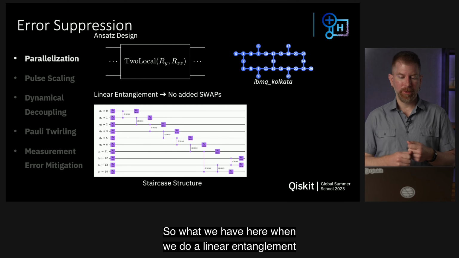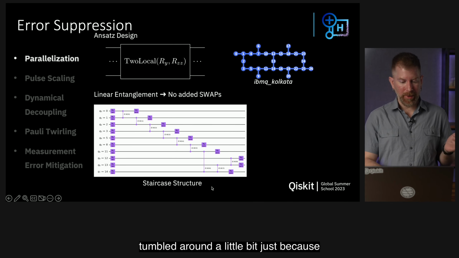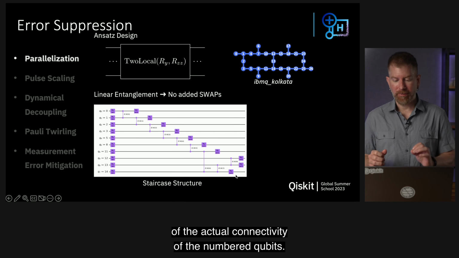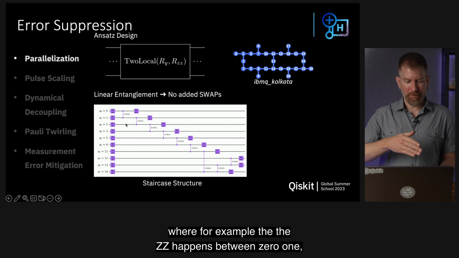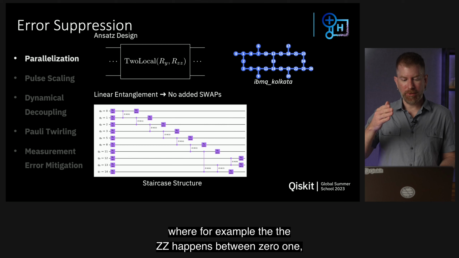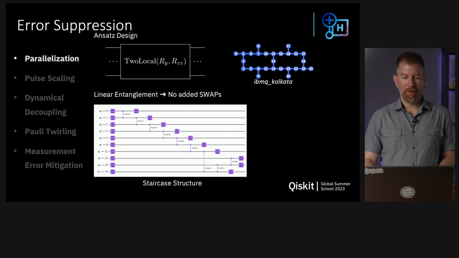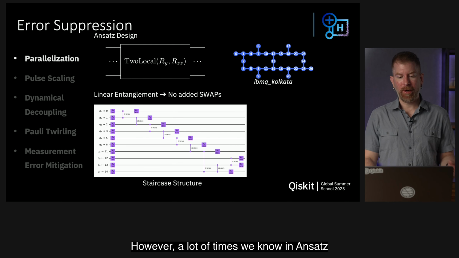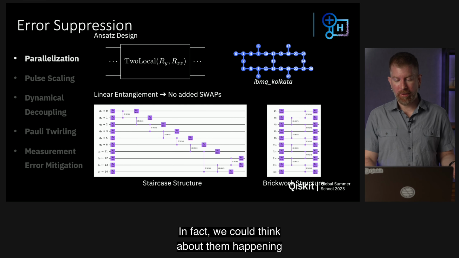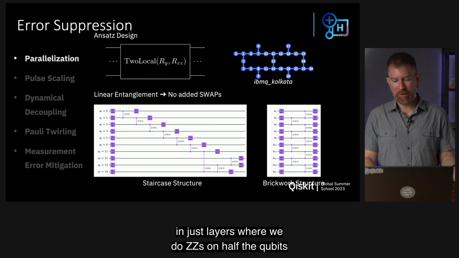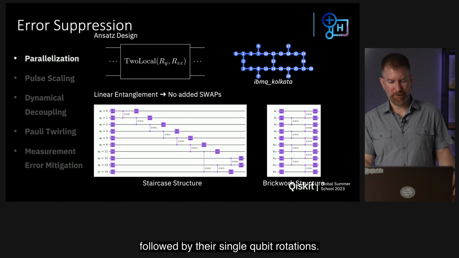So what we have here when we do a linear entanglement is we have a staircase type structure where some of the staircases kind of tumbled around a little bit just because of the actual connectivity of the numbered qubits. And we see them happen in kind of a serial way, where, for example, the ZZ happens between 0, 1, then 1, 2, then 2, 3, then 3 and 5, then 5 and 8, etc. However, a lot of times we know in ansatz we don't care about things executed in serial. In fact, we could think about them happening in just layers where we do ZZs on half the qubits and then ZZs on the other half of the qubits, followed by the single qubit rotations.